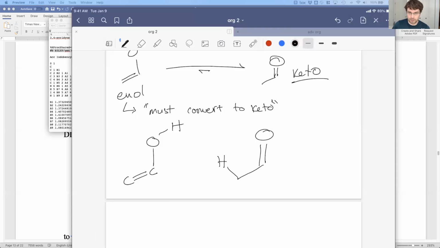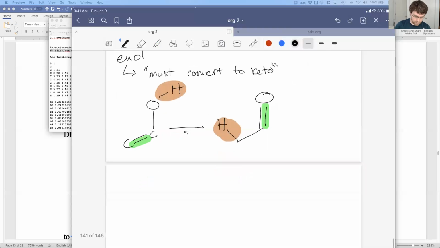The keto form has the carbon-oxygen double bond, and the hydrogen has moved over. If you want me to trace elements, I can. There's my hydrogen with its single bond, and then my pi bond moved from here to here. Okay, so that's one approach. I think that's very helpful to see when you're considering the equilibrium going towards the keto form.